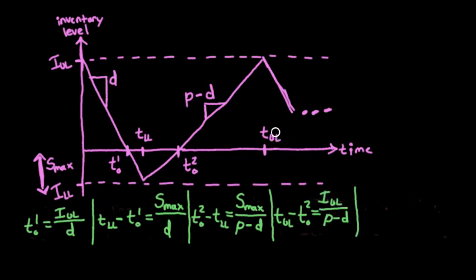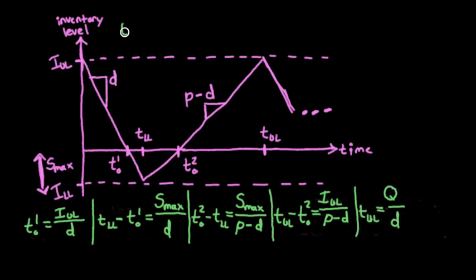Next, we just want to know this time. How long did this full cycle take? Well, over this whole time, total, we pulled Q widgets. Remember, that's our order quantity. And we pulled those widgets at the demand rate D throughout this whole time. So the time that we return to the upper limit is Q divided by D.